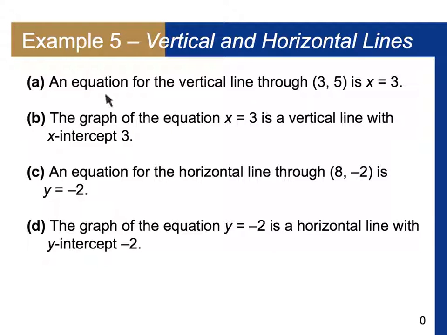Let's look at an example. An equation of the vertical line through 3, 5 is just x equals 3. We're going to use x as some constant, and x always has to be 3.